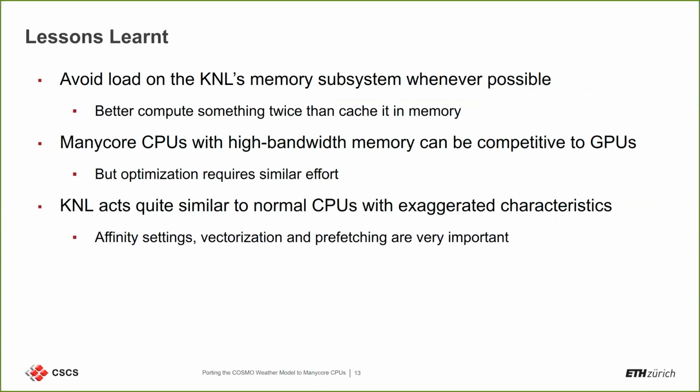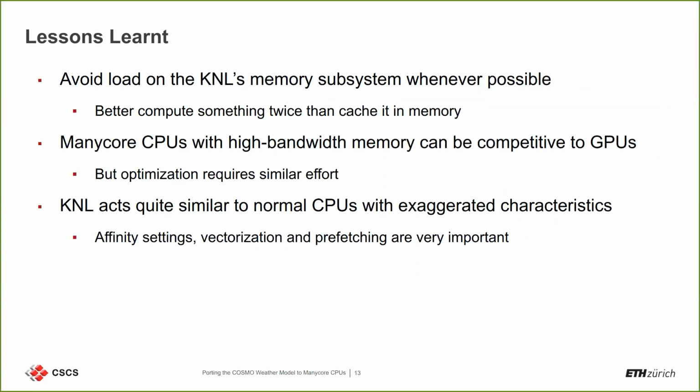So we learned quite a bit here already: we should avoid any load on the KNL's memory subsystem. Often it's much better to compute something twice than to cache it in memory. And this is also true for many other modern hardware, just because the computation power always goes up, but the memory systems don't become faster anymore, or not as much faster as the computation power.